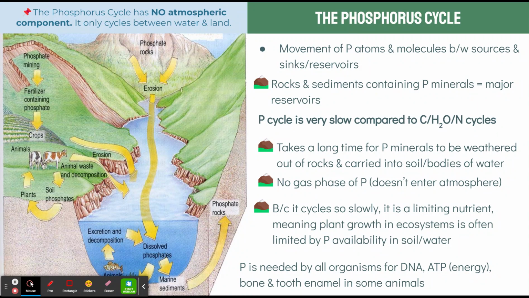And just like nitrogen, phosphorus is needed by all organisms for DNA as well as ATP and for the construction of bone and tooth enamel in some animal species.